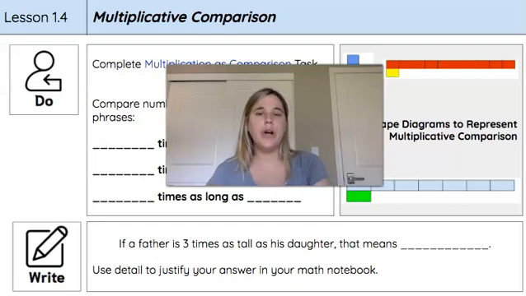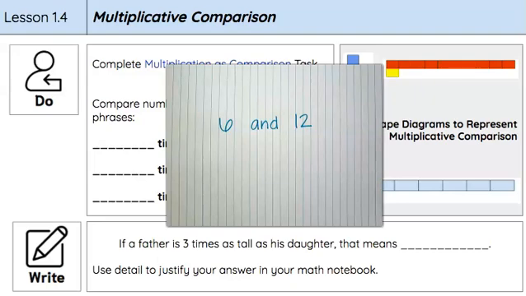Today we're going to work on multiplicative comparison. I'd like you to compare these two numbers. How are they similar and how are they different?